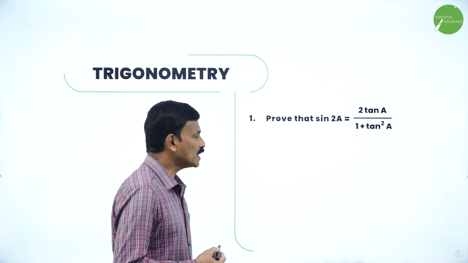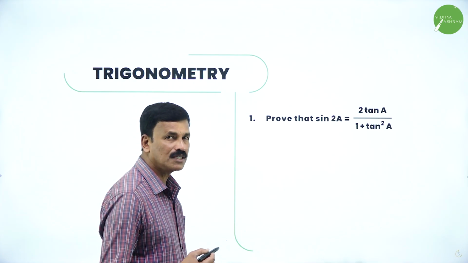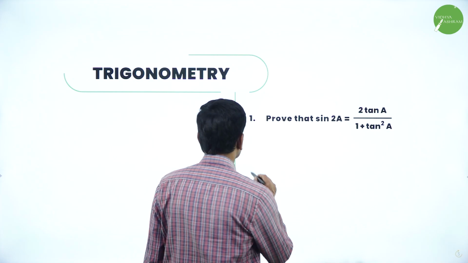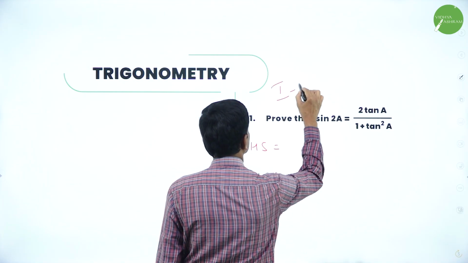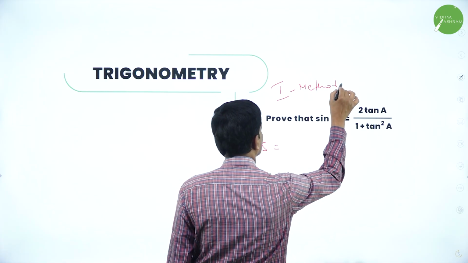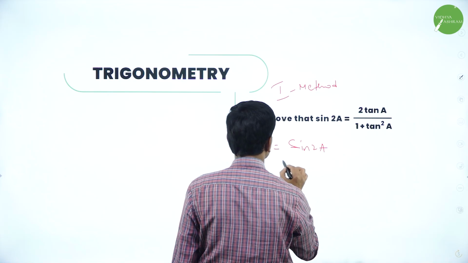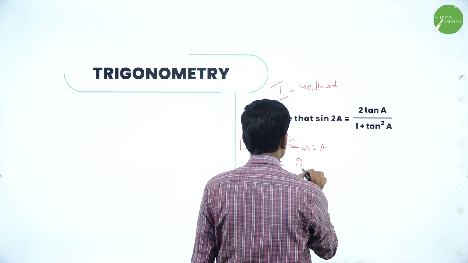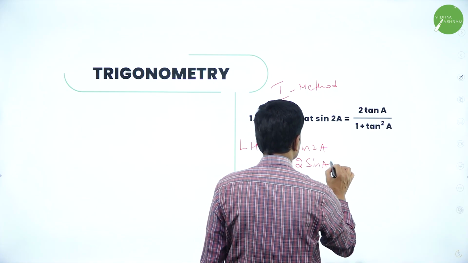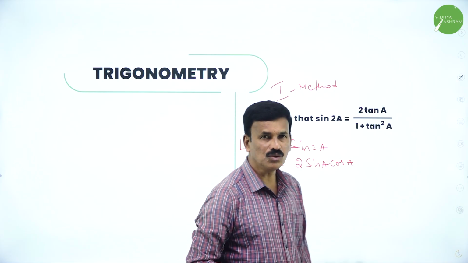Prove that sin 2a is equal to 2 tan a divided by 1 plus tan square a. So let us take the LHS first. Let me teach 2 methods. First method, let us take LHS. LHS is equal to sin 2a. So sin 2a can also be written as 2 sin a into cos a.